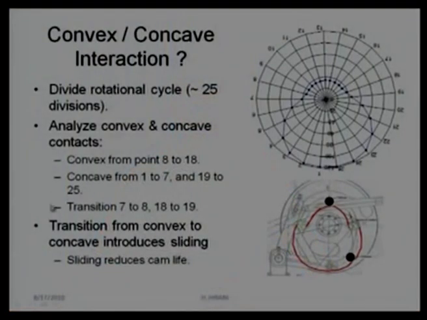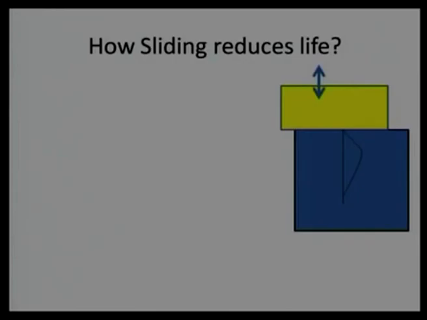And we say this transfer is introducing sliding, and that sliding is reducing the cam life. So, we should work on this. Can we reduce the sliding? If it is possible, that will give us good results. So, the question comes: we have said that sliding is going to reduce the life, then how does sliding reduce the life?